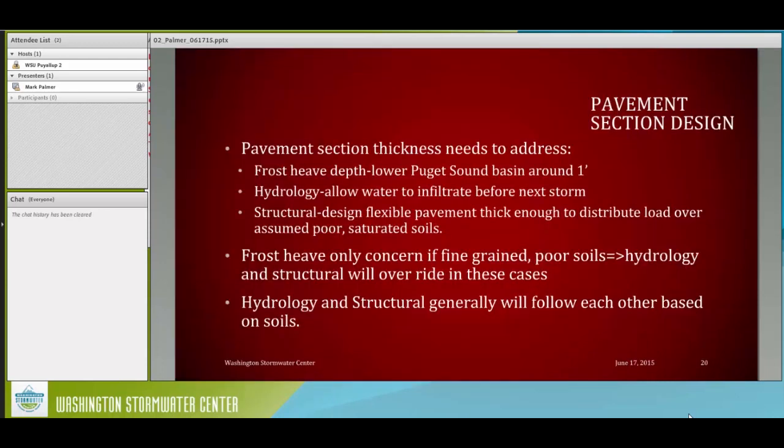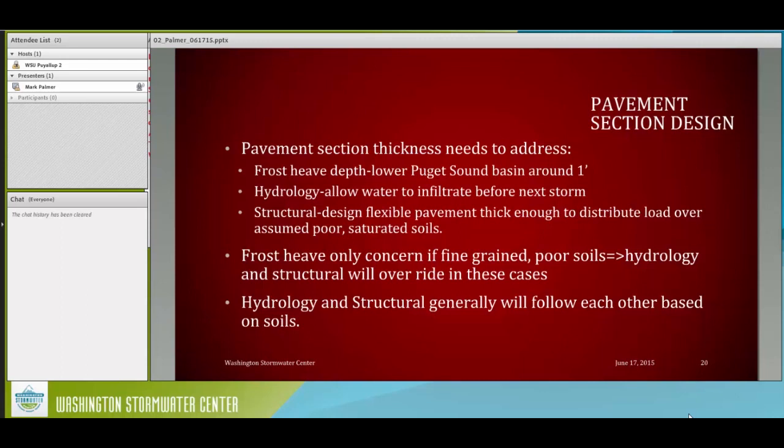So when you're doing pavement section design, it needs to take into account basically three different factors. One would be frost heave, and for us in the Puget Sound Basin, that's only about 1 foot of depth, so it's usually not a consideration since most of your porous asphalt sections are going to be about a foot or more in depth anyway. It needs to have sufficient hydrology to allow the water to infiltrate before the next storm, so your reservoir course needs to be deep enough to hold the water that's going to stand and not infiltrate until the soil can take it.